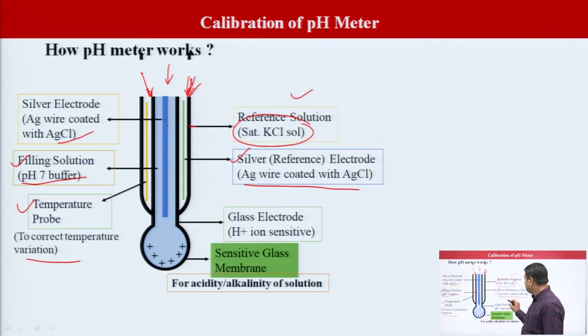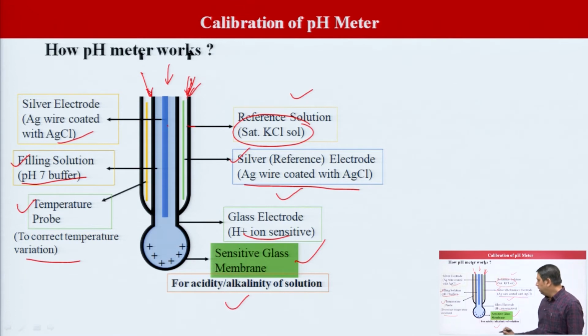Now, here is the glass electrode. This is the glass electrode, and this is a proton ion sensitive electrode. This is a sensitive glass membrane. This bulb is actually made up of a sensitive glass membrane, and through this we are measuring the acidity or alkalinity of any solution.